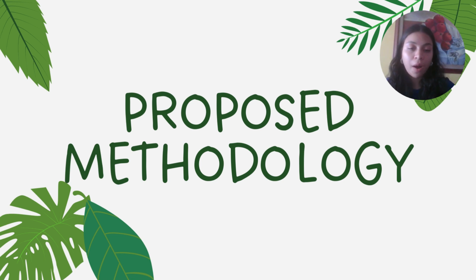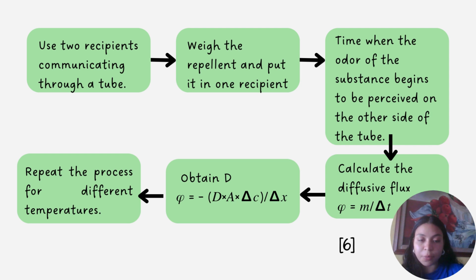Now we will show our proposed methodology. The steps proposed in our methodology are the following. First, we need to use two containers communicating through a tube, and then weigh the repellent and put it in one of the containers. Then, using a chronometer, time when the odor of the substance begins to be perceived on the other side of the tube.